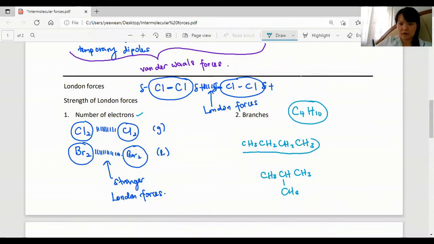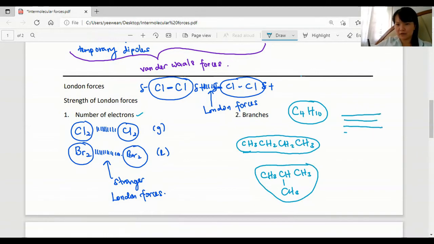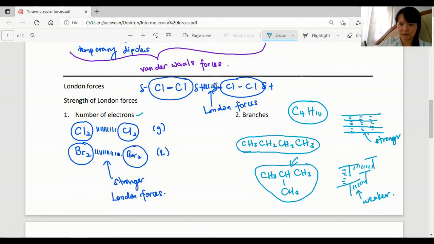Straight chains have stronger London forces compared to branched chains. So let's imagine them like this. Straight, straight, straight, and all stacked up together. They can go closer to each other, so the London forces are stronger here compared to if I have something that is in this shape. There's a gap between them because of the branching, so they're further apart from each other. Their London forces are weaker. So this is stronger and weaker. Branches will cause the London forces to be weaker compared to if the chains were straight.